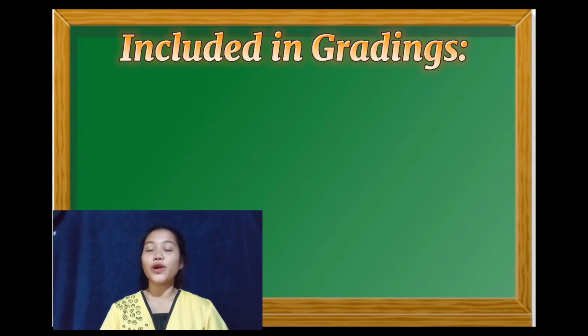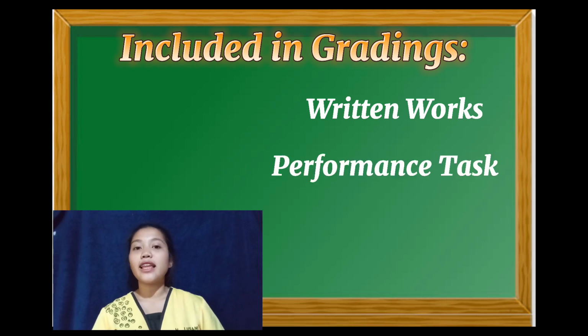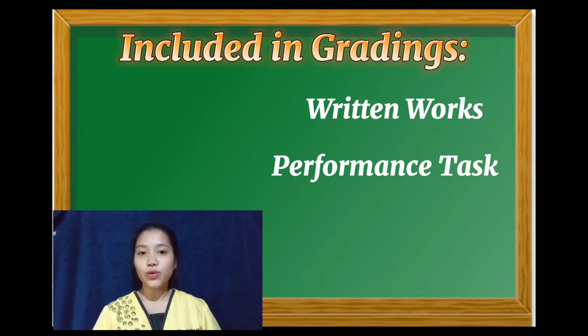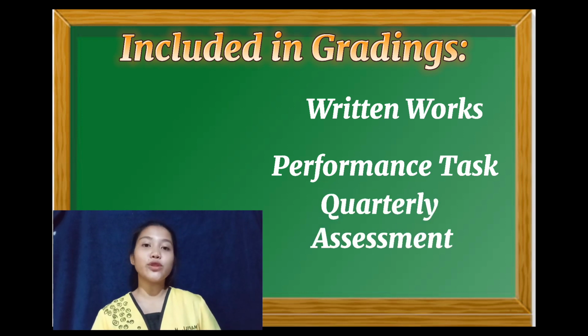In K to 12, there are three parts. First, the written works that ensure the students can express their skills and contents in written form, such as assignments, lab reports, essays, and many more. In performance task, it lets students show what they learned and what they can do in diverse ways. And lastly, the quarterly assessment. It measures the learner's learning at the end of the quarter.